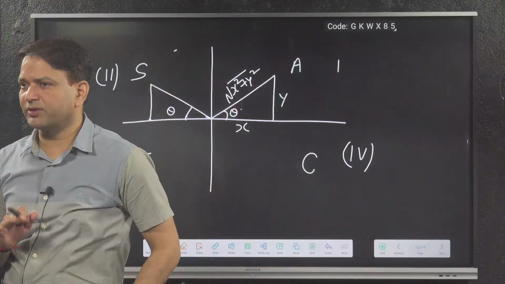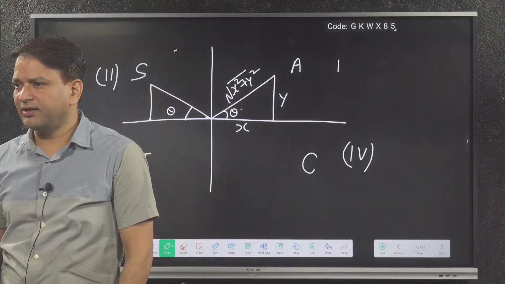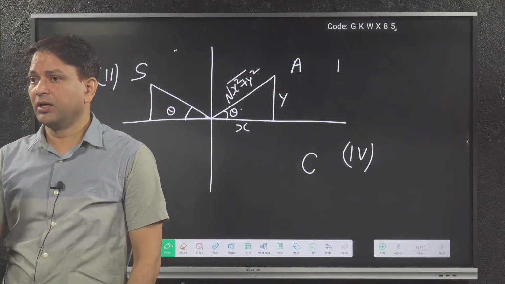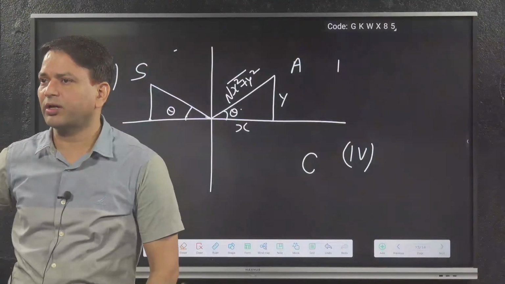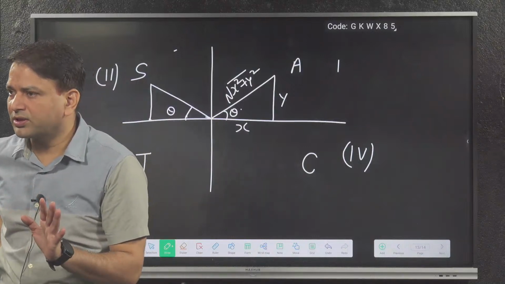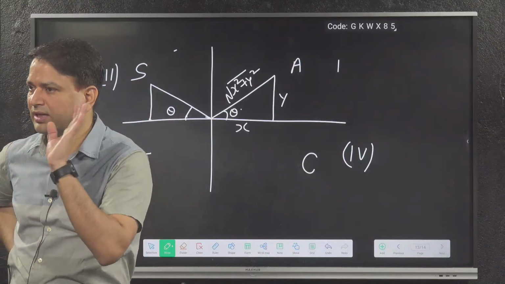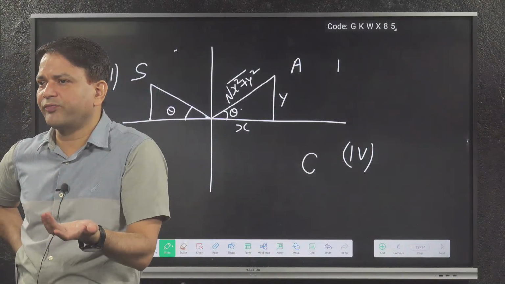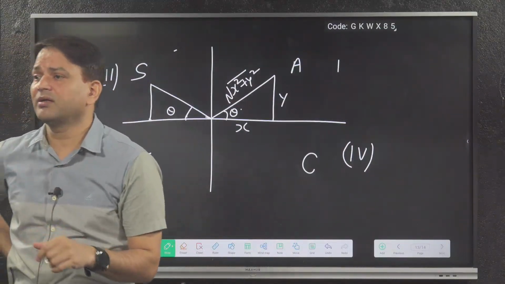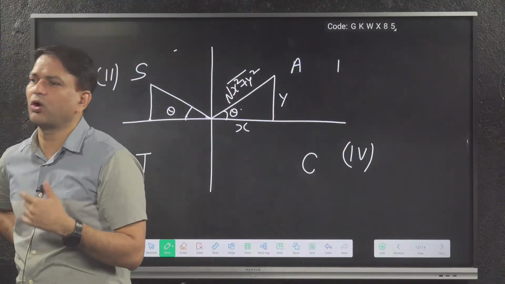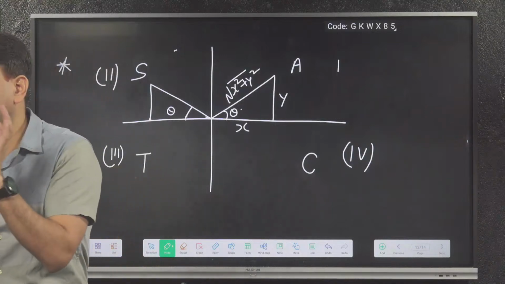Cos theta is the adjacent side upon hypotenuse, so cos theta is positive. If I am saying sine theta, first I am talking about the first quadrant, so sine theta is y by under root of x square plus y square. Y is also positive, so sine theta is positive. Tan theta is y by x, it is positive. That's why, in the first quadrant, x and y are positive, and all trigonometric ratios are positive.